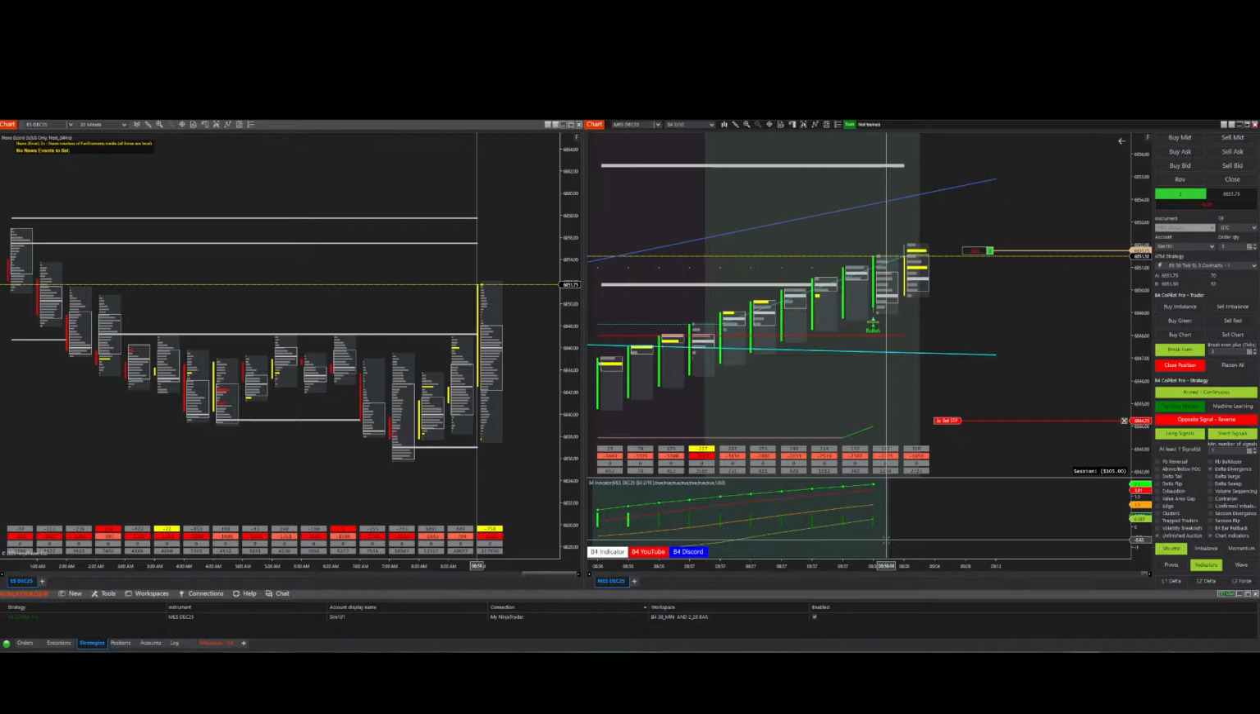Now looking here, there's a lot of volume traded at this level. This was the most volume. This is our 30-minute chart right here. And so this is a possible support here.